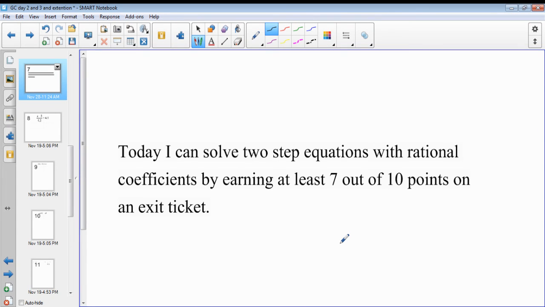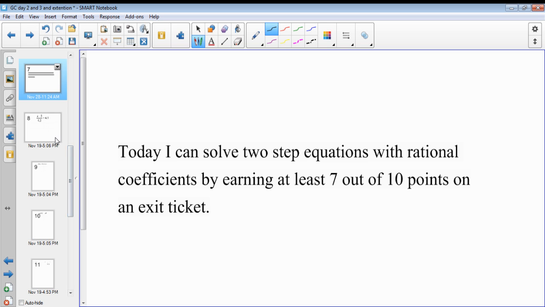Welcome to day 3 of two-step equations. Today, we are still working on solving them, but we are solving two-step equations with rational coefficients by earning at least 7 out of 10 points on an exit ticket. Hopefully you grabbed the sheet of notes from the front of the room or from your teacher, and we are ready to begin.